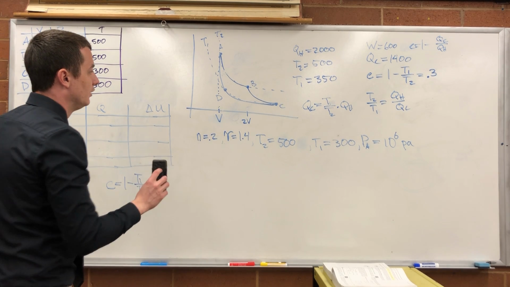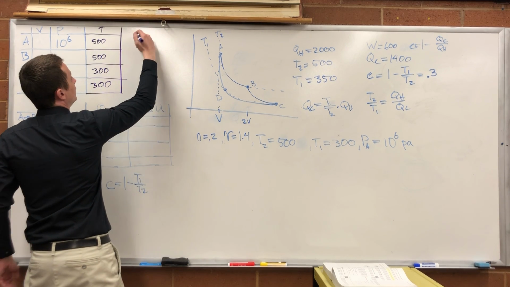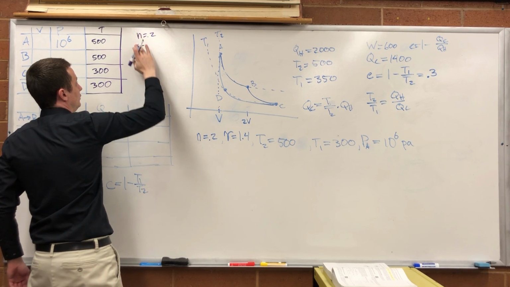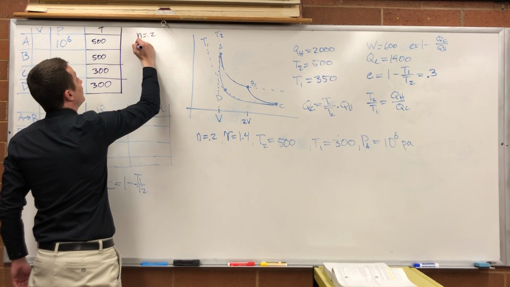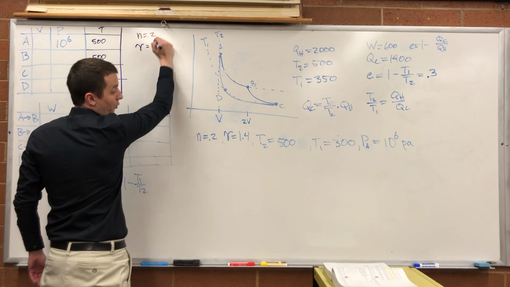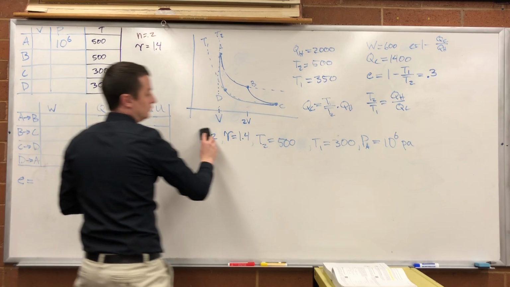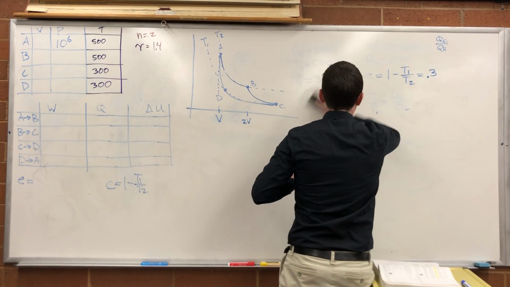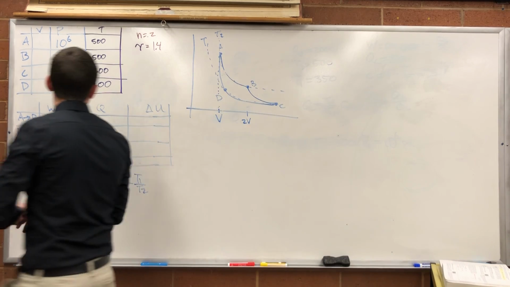Alright, so let's record the rest of our information over here. I know n is equal to 0.2 in all these cases. Gamma is equal to 1.4. And we now have all our information recorded, right? Yes. Erase all that. And let's start filling out the table.